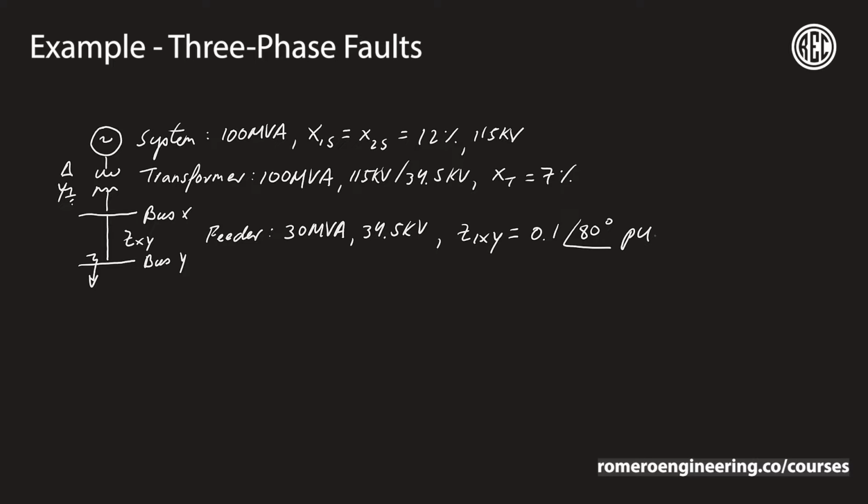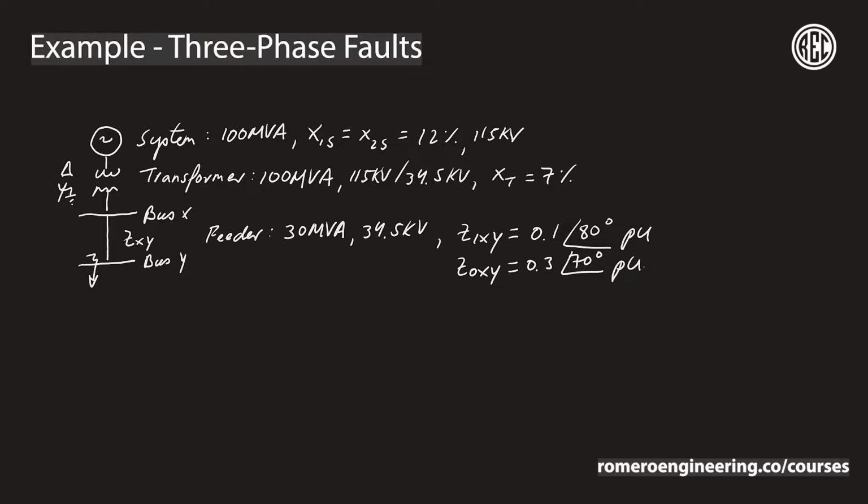Now the zero sequence impedance, Z0XY, of the feeder between buses X and Y is going to be equal to 0.3 at an angle of 70 degrees per unit. So this is typical for an overhead transmission line or feeder. The zero sequence impedance is usually higher than the positive sequence impedance, and it usually has a lower angle than the positive sequence impedance. As we can see, the magnitude of the positive sequence impedance is 0.1, and the magnitude of the zero sequence impedance is 0.3.